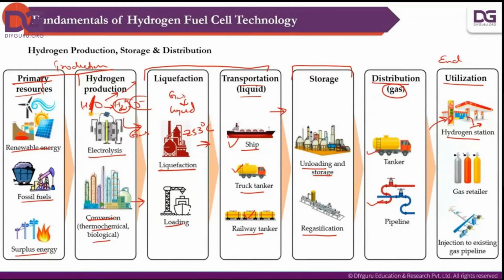This is the utilization. Or it can be provided through a gas retailer wherever it is needed. Or it can be injected into the existing gas pipeline, to its different applications. So this is the whole ecosystem of hydrogen: how it is produced, how it is transported, how it is stored, and how it is distributed.